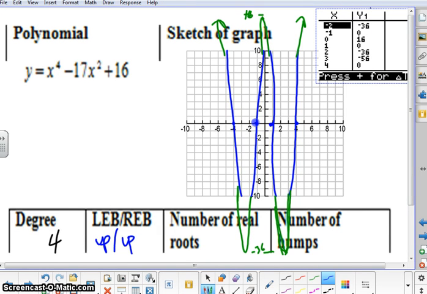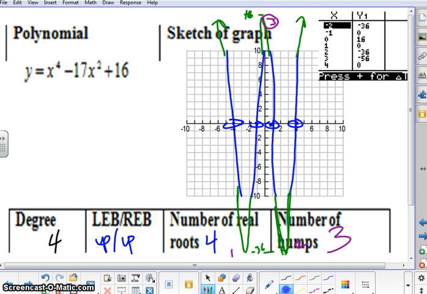Number of roots, you can see that it's 4 times on that one, and it makes sense because their degree is 4, so those have to be the same or smaller. Number of humps, again, I wanted to draw that so you can get the humps. So here's 1, here's 2, and then here's the third one up here.